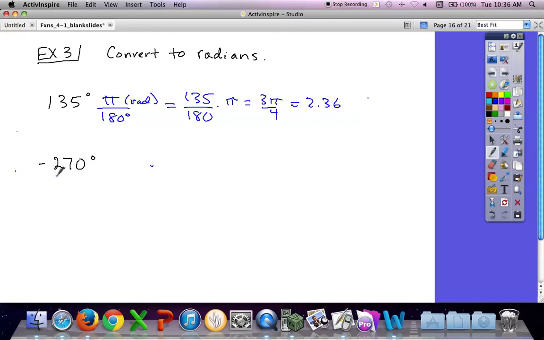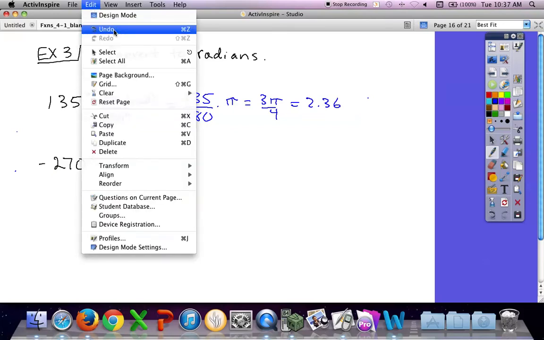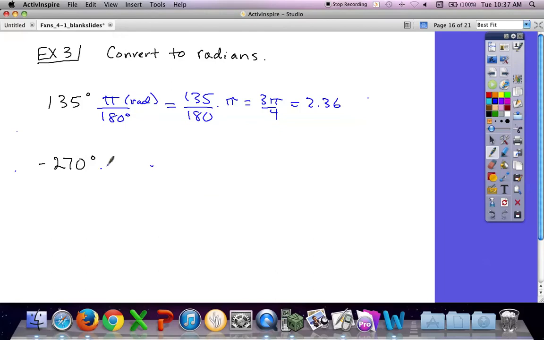How about this one? Negative 270 times pi over 180. Again, by multiplying by something that has degrees in the denominator, the units cancel, and our answer will be in radians. What's negative 270 over 180? Say again. Negative 3 over 2. So that's negative 3 pi over 2.